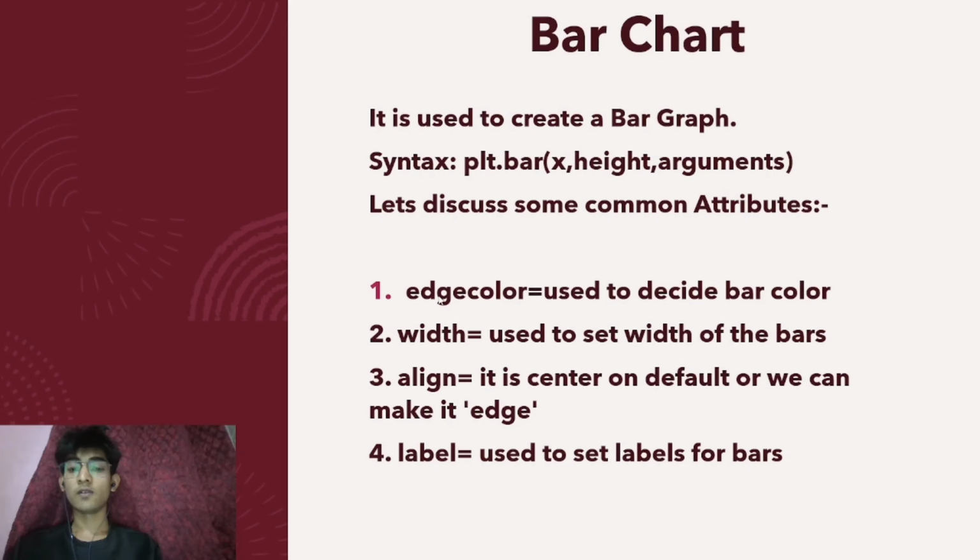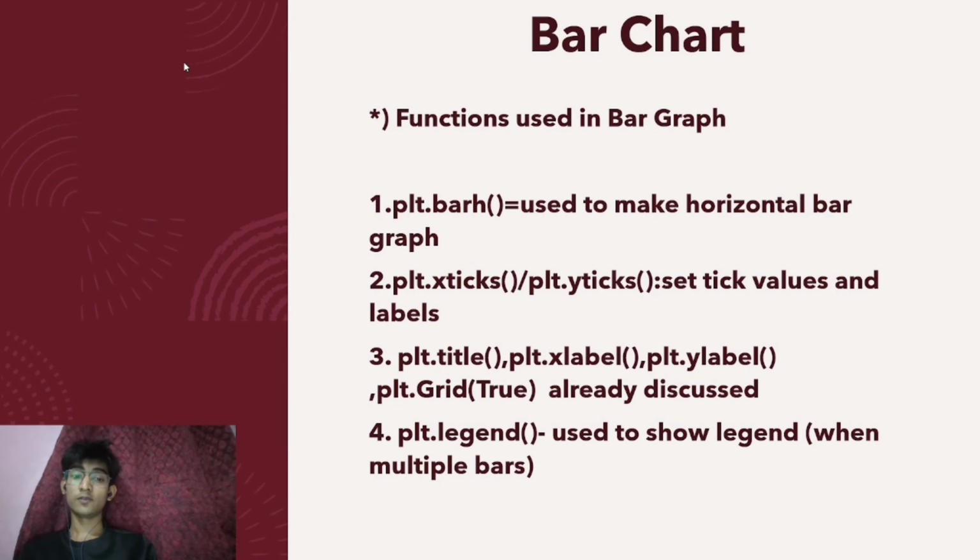So first we have edgecolor, which is used to decide the color of the bar edges. Then we have width, which is used to set the width of the bars. Then the functions used in a bar graph. The first function is plt.barh, which will make your vertical bar graph into a horizontal bar graph.